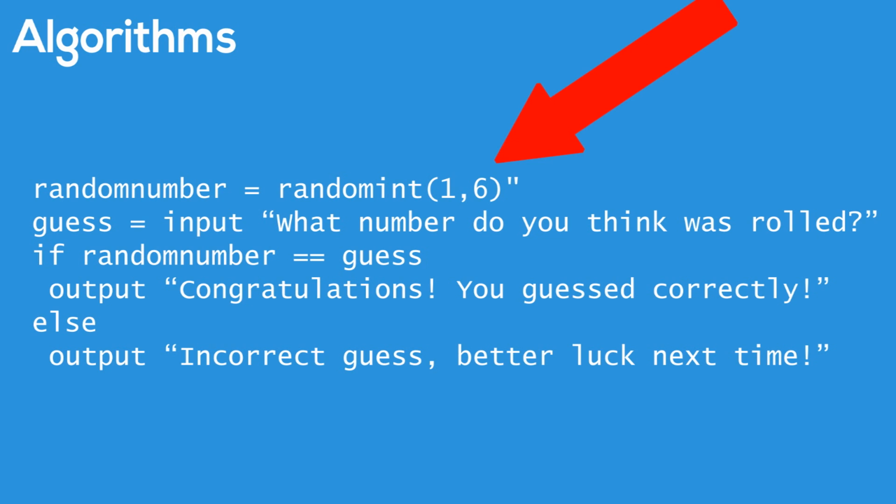First of all, I'm saying that my random number variable is going to be a random number between 1 and 6. Secondly, I'm asking the user for some input by saying, what number do you think was rolled? Then I check to see if the user's guess is the same as the number rolled. If it was, I output a congratulations message. If it wasn't, I output a message telling them so. As you can see, it's pretty straightforward.